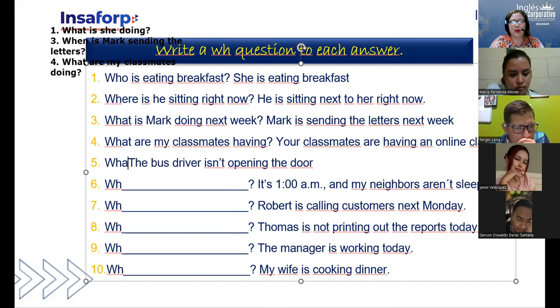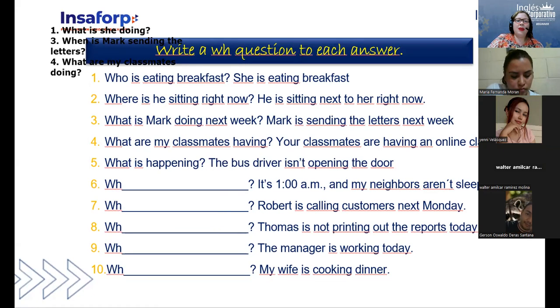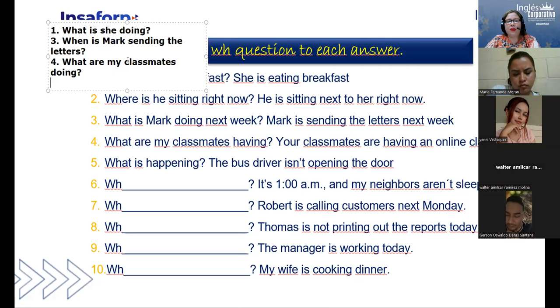Y aquí le vamos a poner, what is happening? Sí, más fácil, ¿sí? Más fácil, sin complicar mucho. Una pregunta, teacher. Tell me. Las preguntas con why siempre son con because, ¿verdad? No siempre. Generalmente respondemos con because, pero no siempre vamos a decir because.